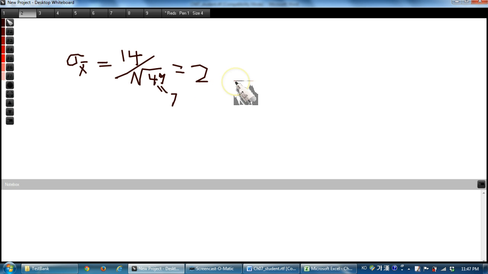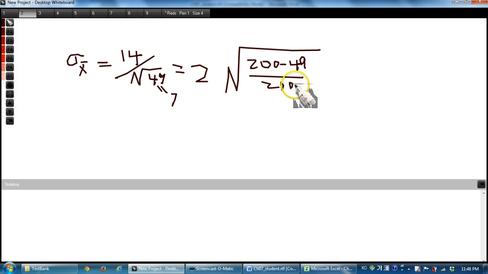Then the finite population correction factor, in this case, is the root of 200 minus 49 elements, divided by 200 minus 1. That will be less than, obviously, 1. So the finite population correction factor is less than 1, and when we multiply them together, the answer is D, which is less than 2, right there.